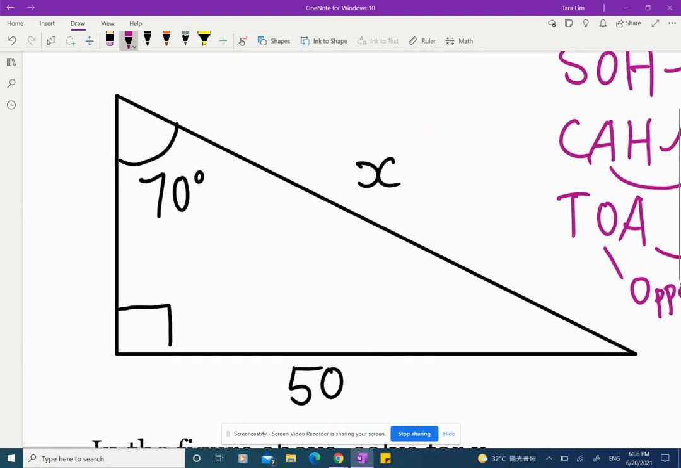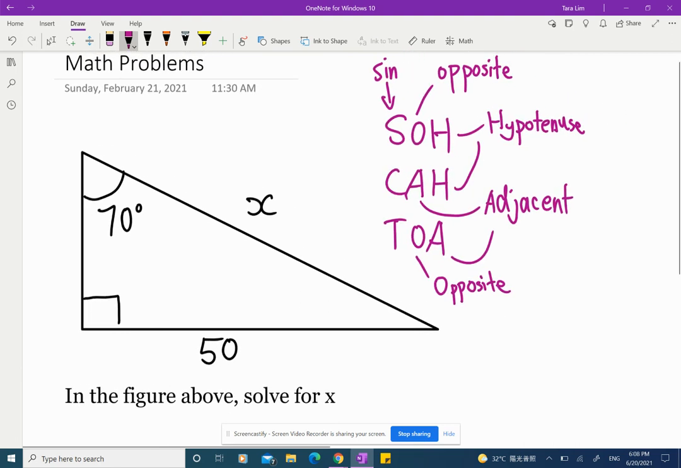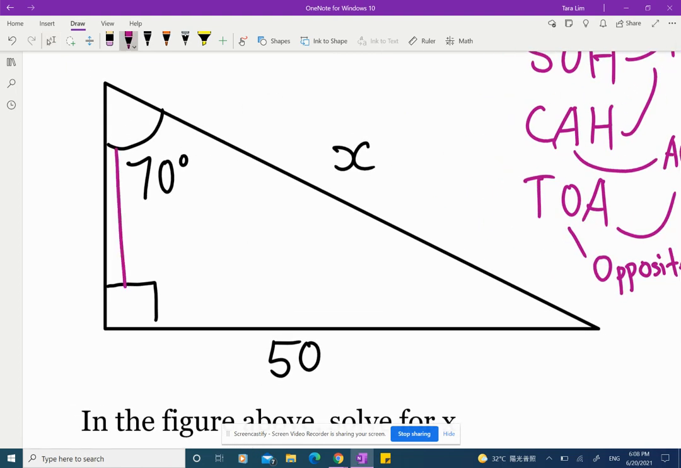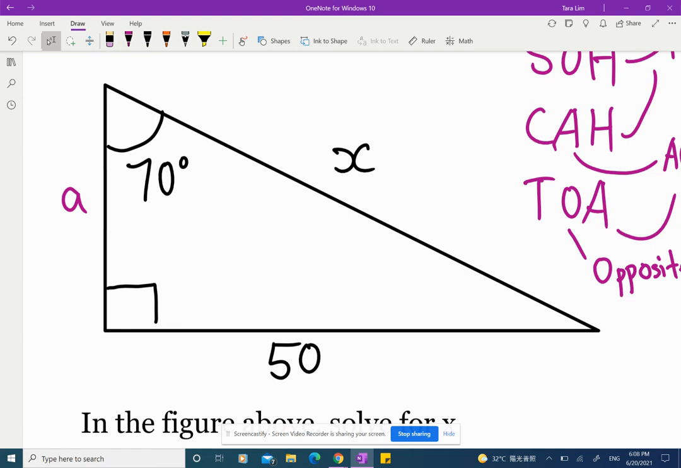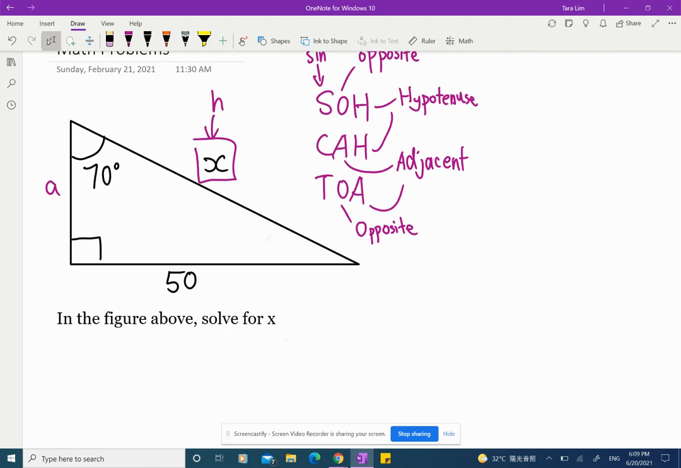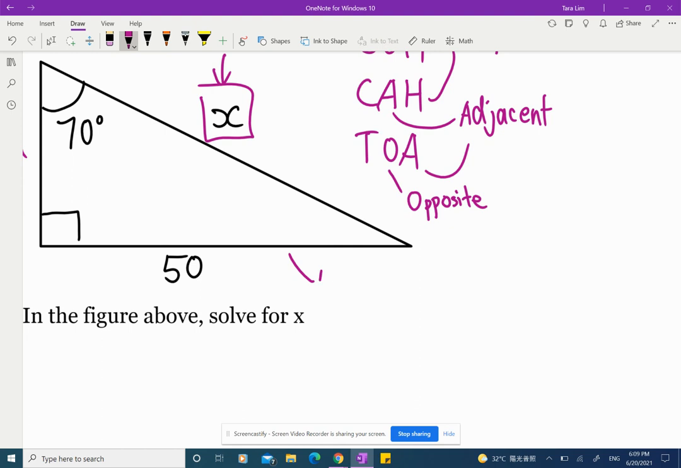So first, we need to identify which is the hypotenuse, which is the opposite, and which is the adjacent. So remember, every time we see a diagram like this, the adjacent is always the side right beside the angle. So this is the adjacent. And the hypotenuse, we all know already. Using the Pythagoras theorem, we know that the hypotenuse is exactly opposite the right angle. So the x is the hypotenuse. And then, last but not least, we have the opposite. The opposite is 50.